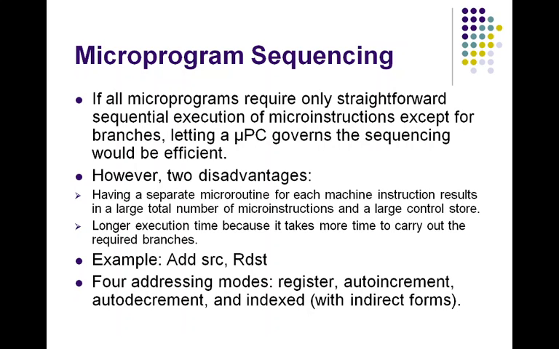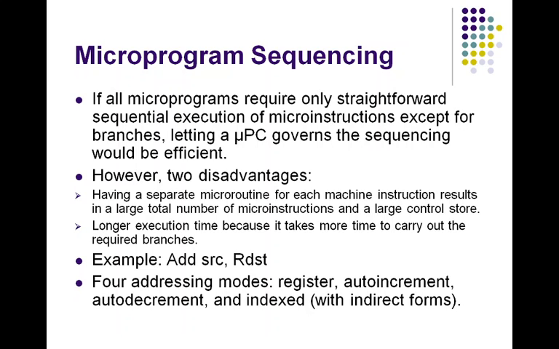If most machine instructions involve several addressing modes, then there can be many instruction and addressing mode combinations. A separate microroutine for each of these combinations would produce considerable duplication of common parts. So we want to organize the microprogram so that the microroutines share as many common parts as possible. This requires many branch microinstructions to transfer control among the various parts. Hence, a second disadvantage is that execution time is longer, because it takes more time to carry out the required branches.